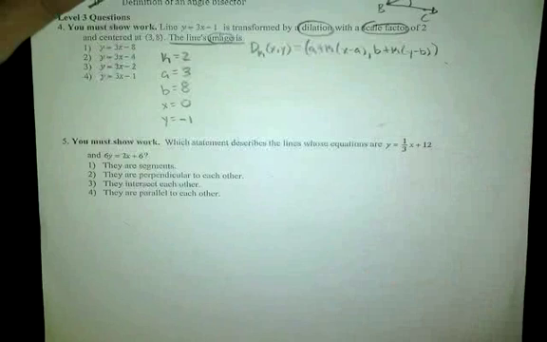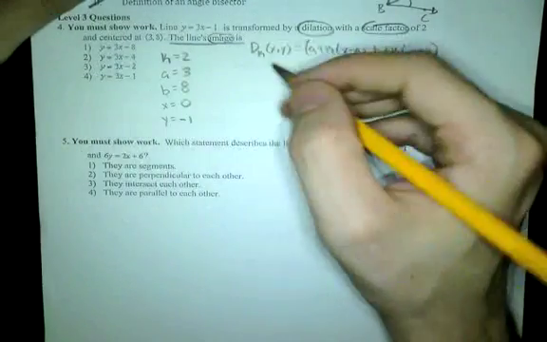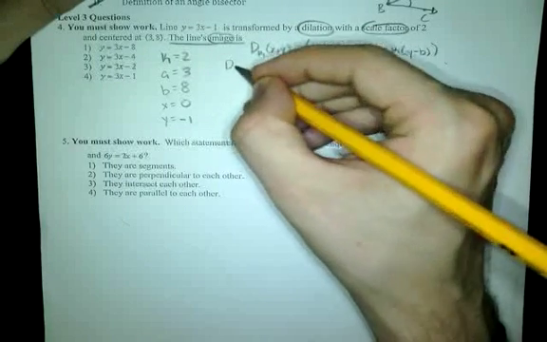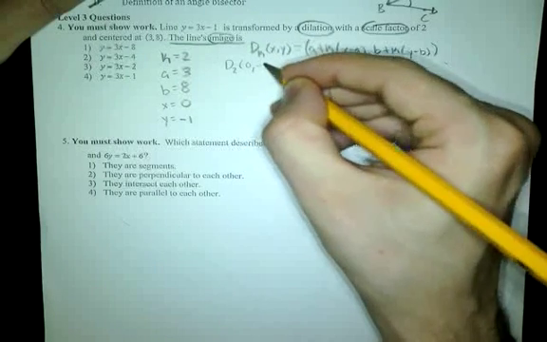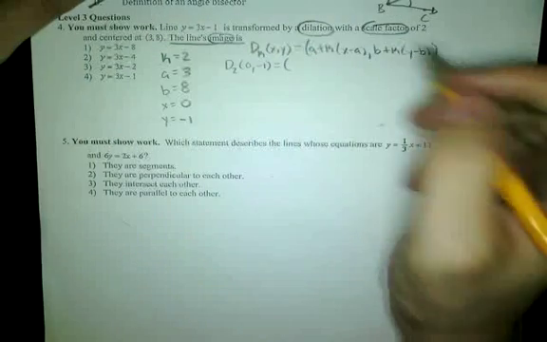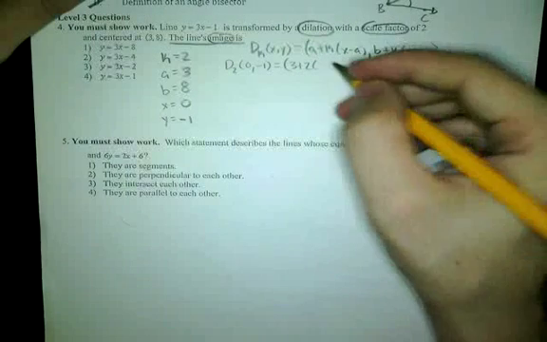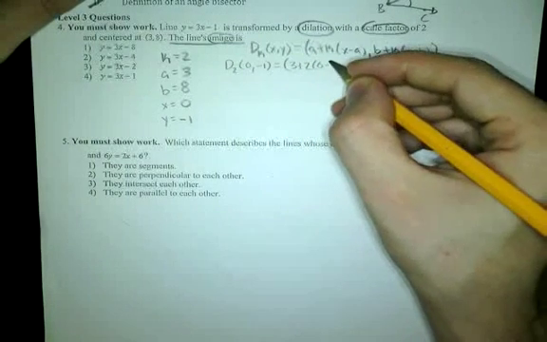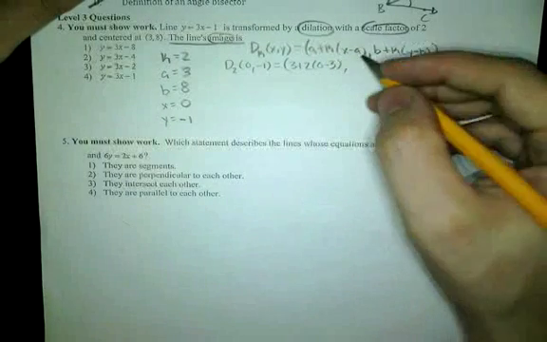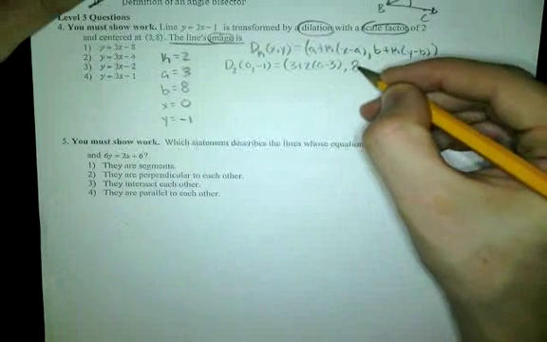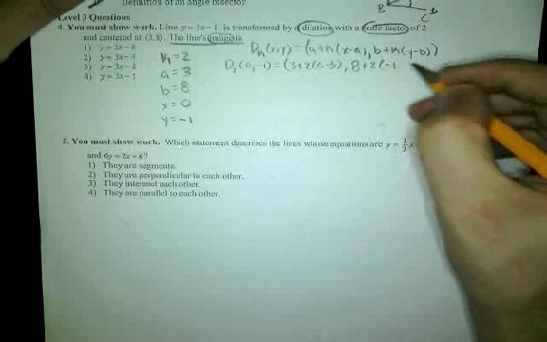So now that I know all of these values, I'm just going to plug them back into the rule. That means that D2 of (0, negative 1) is equal to (3 plus 2 times (0 minus 3), comma, b, which is 8, plus 2 times (negative 1 minus 8)).